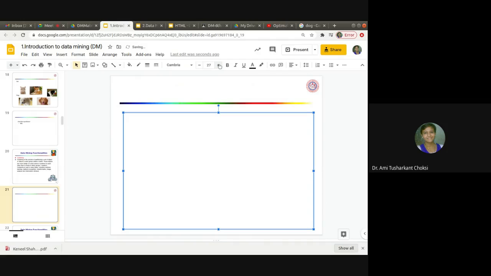In clustering, we do not have labels. Fine. Or you can say classes. They are not given to us. So, how do you group them? How do you group them?